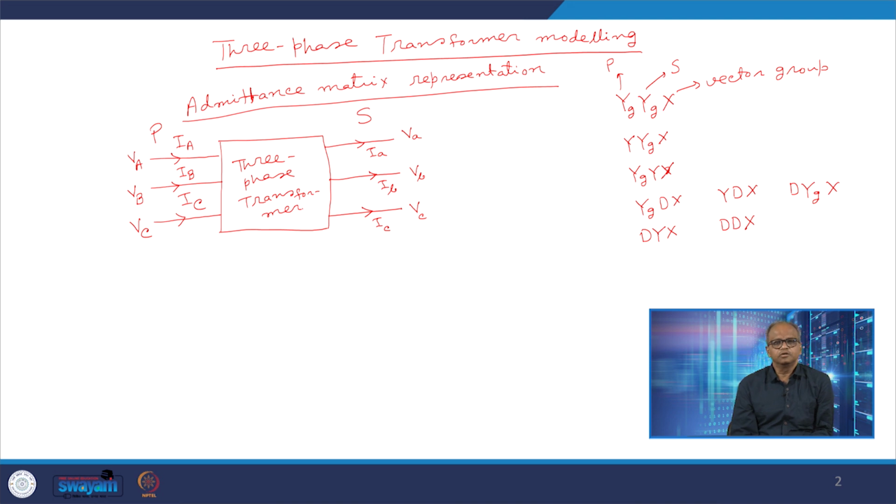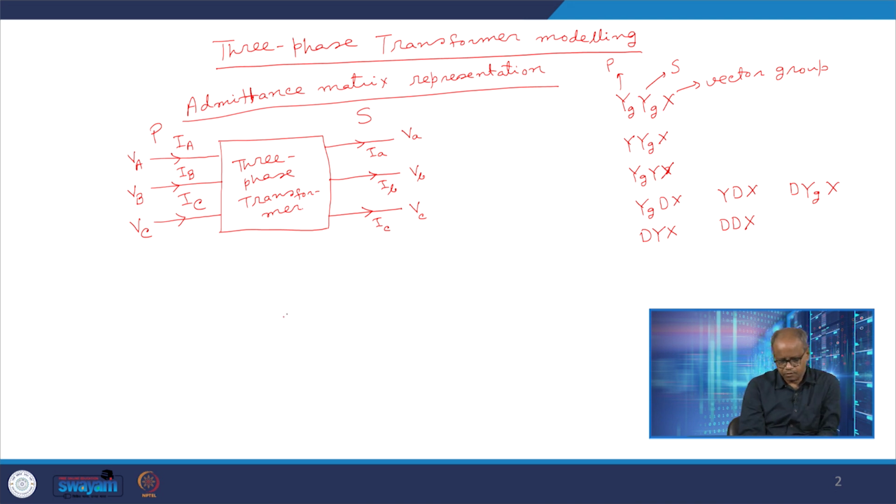So, when we are thinking about any generic three-phase transformer, it has 6 voltage quantities: V capital A, V capital B, V capital C, corresponding to the primary side, and also V small a, V small b, V small c, corresponding to the secondary side. And we also have 6 current quantities: I capital A, I capital B, I capital C, I small a, I small b, and I small c.